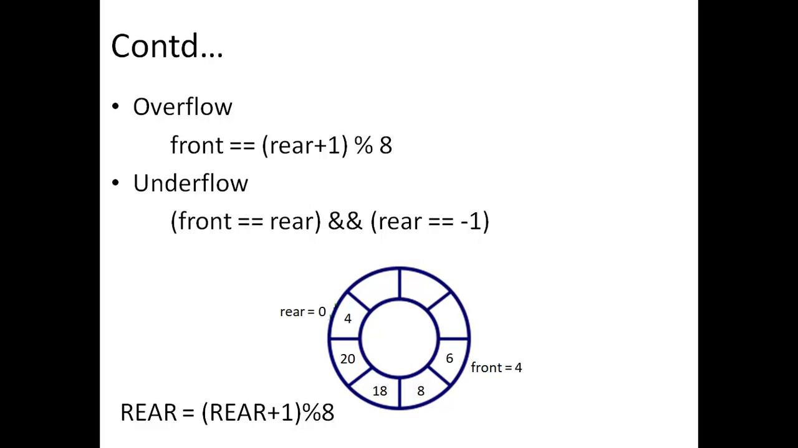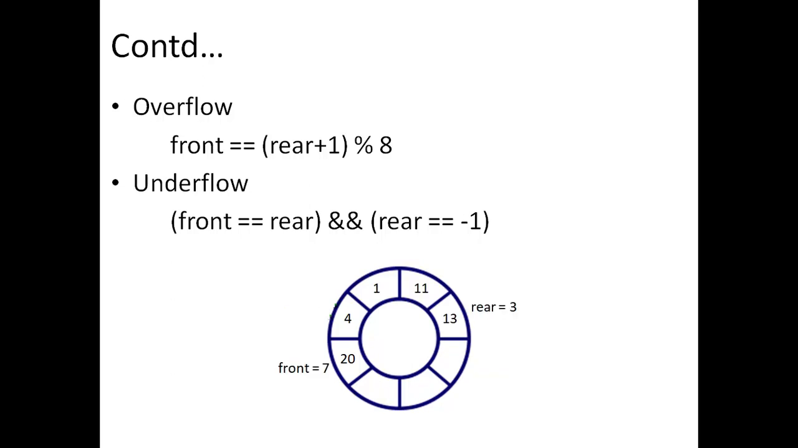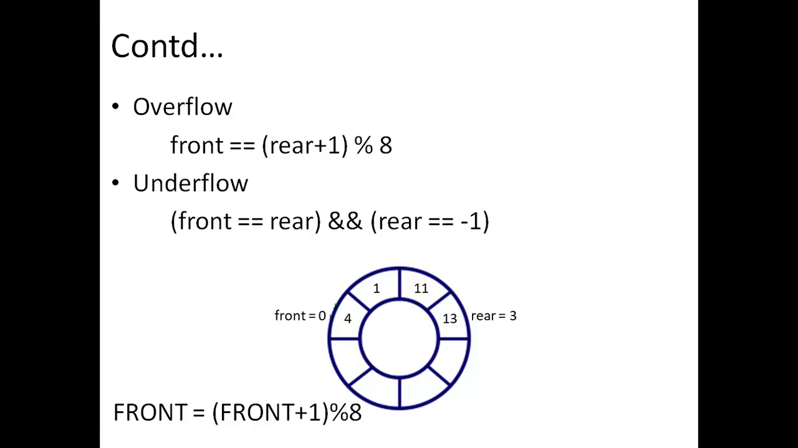Therefore, the rear pointer has to be updated using the equation rear equals (rear plus 1) modulus 8. In a similar way, if we talk about the front pointer, then in the shown example, when we perform a deletion operation, the front has to be updated using the equation front equals (front plus 1) modulus 8. Thus, front will get updated to 0 after the deletion.